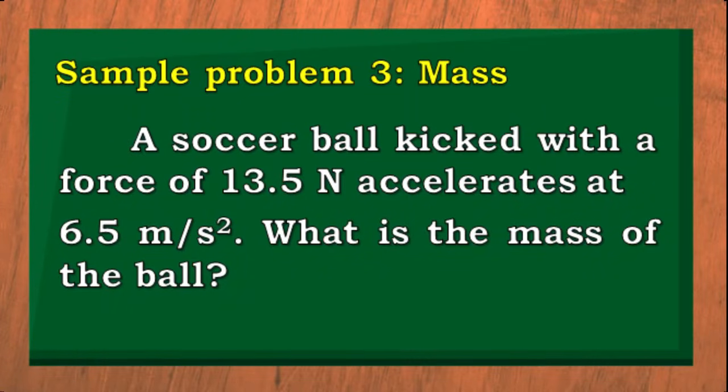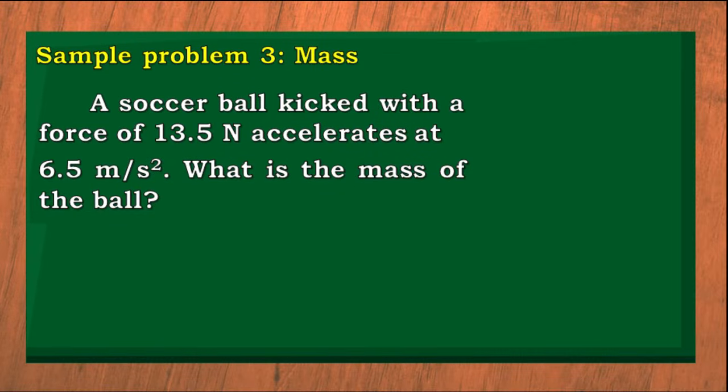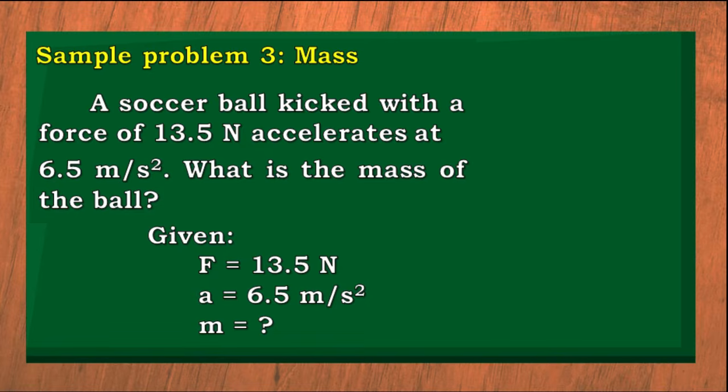A soccer ball kicked with a force of 13.5 newtons accelerates at 6.5 meters per second squared. What is the mass of the ball? Our given values based on the problem are force is equal to 13.5 newtons, while acceleration is equal to 6.5 meters per second squared. Our unknown is mass. Then, our equation would be mass is equal to force divided by acceleration.